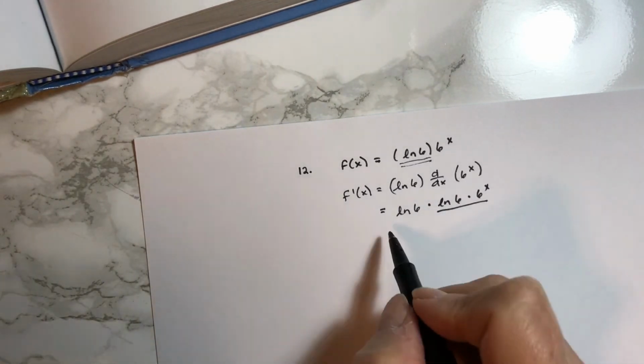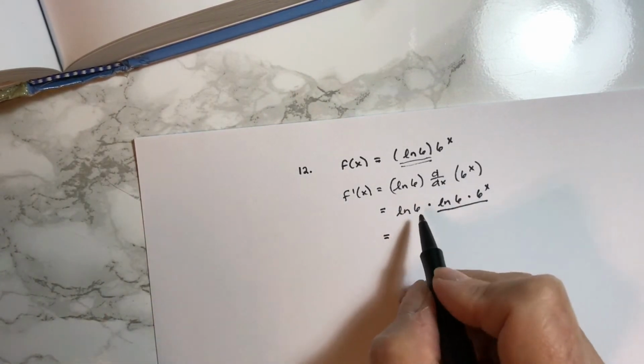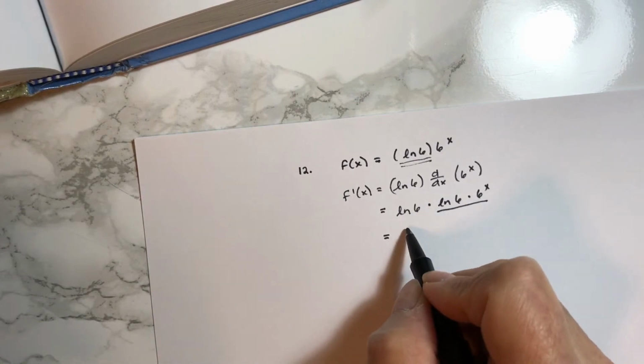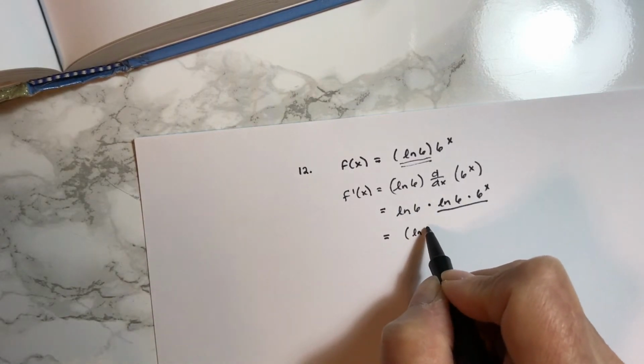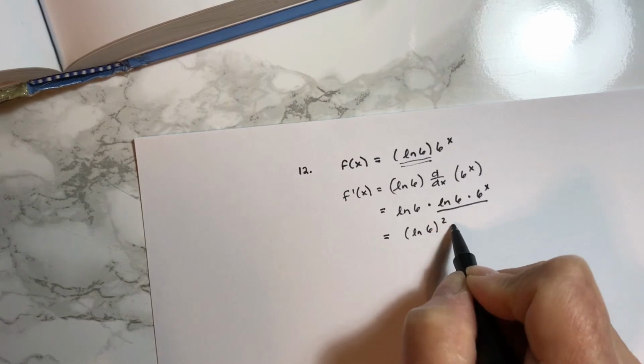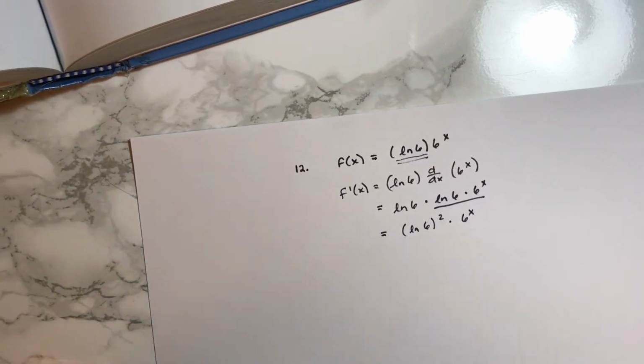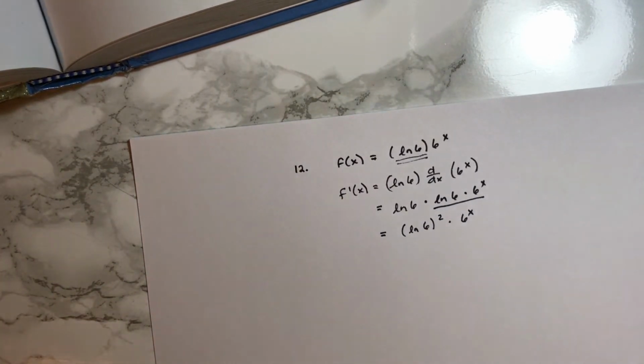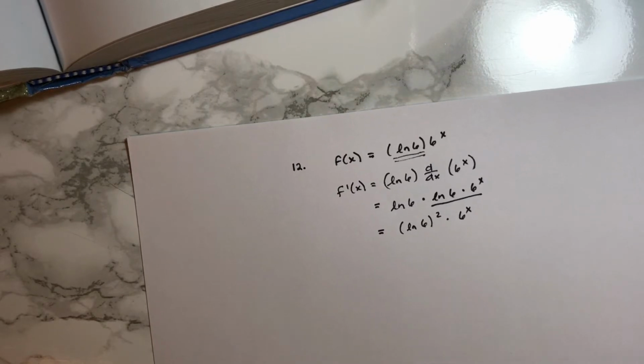And then you could write this, I don't know how best is writing it in the book, but you could write this as ln 6 squared times 6 to the x if you wanted to. Or you could leave it like that and IB would still give you credit for it.